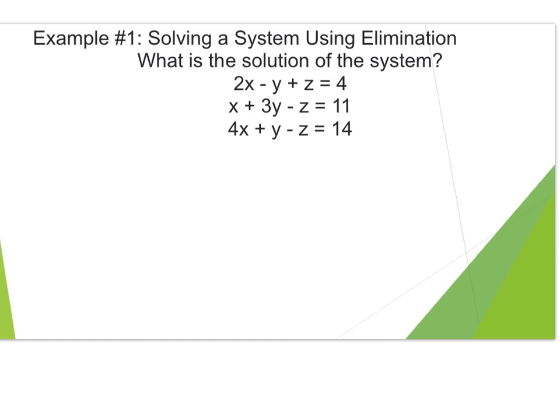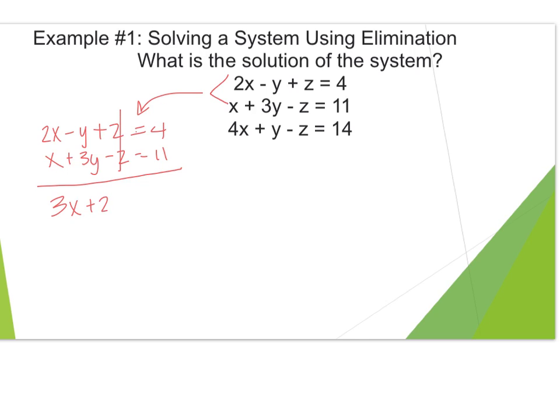So the way to solve is to deal with two equations at a time, but we have to choose what variable we want to eliminate. So I'm going to write the first two and the second two. So with these two, I will have 2x minus y plus z equals 4, and x plus 3y minus z equals 11. At this point, it's very clear to us using elimination that the z should be eliminated. So we're going to eliminate the z's and then solve vertically. So I have 3x plus 2y equals 15.